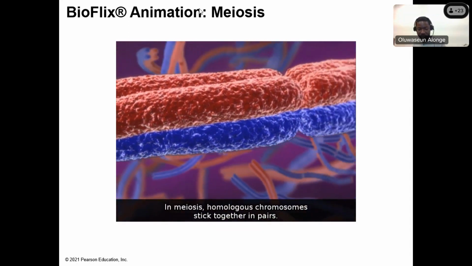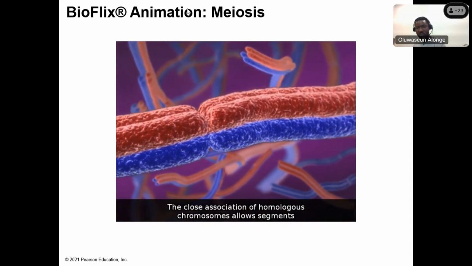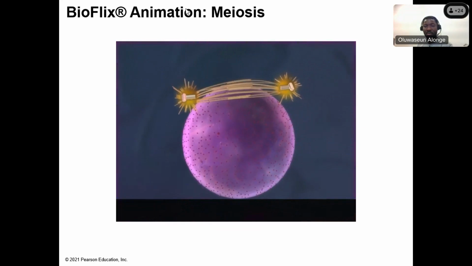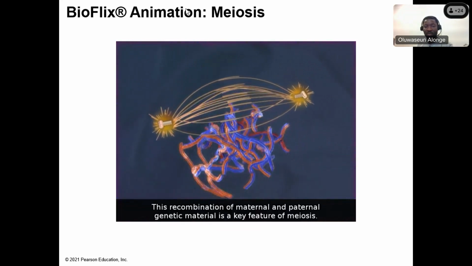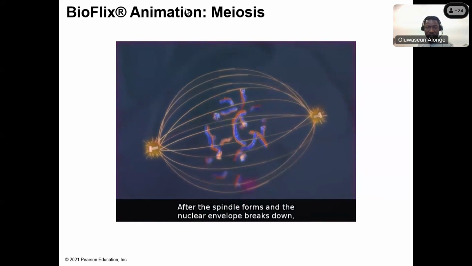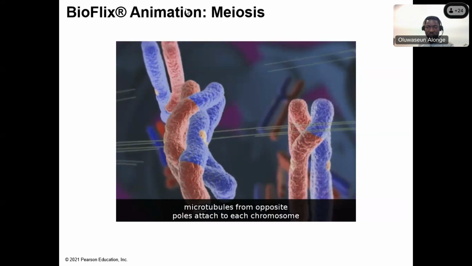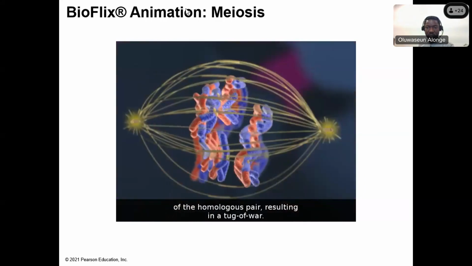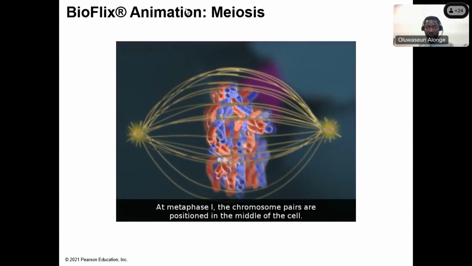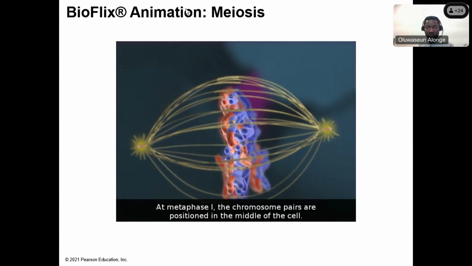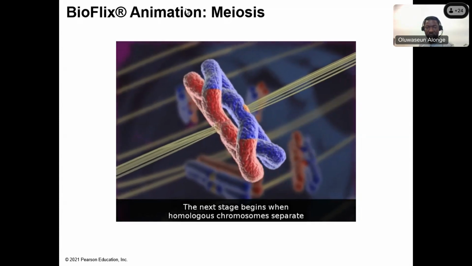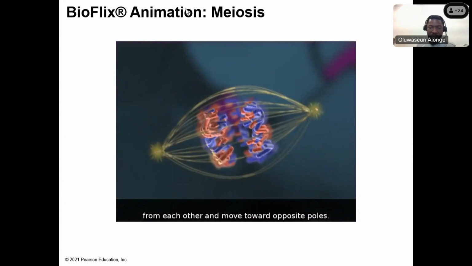In meiosis, homologous chromosomes stick together in pairs. The close association of homologous chromosomes allows segments of non-sister chromatids to trade places. This recombination of maternal and paternal genetic material is a key feature of meiosis. After the spindle forms and the nuclear envelope breaks down, microtubules from opposite poles attach to each chromosome of the homologous pair, resulting in a tug-of-war. At metaphase 1, the chromosome pairs are positioned in the middle of the cell. The next stage begins when homologous chromosomes separate from each other and move toward opposite poles.